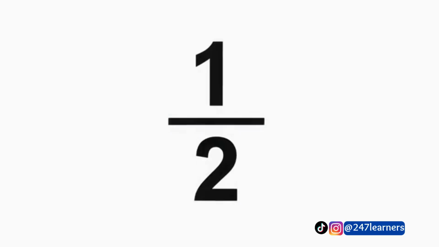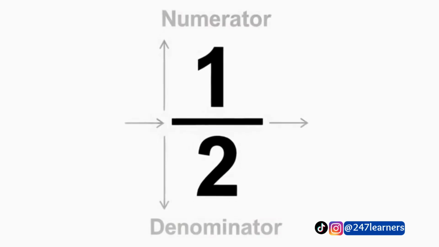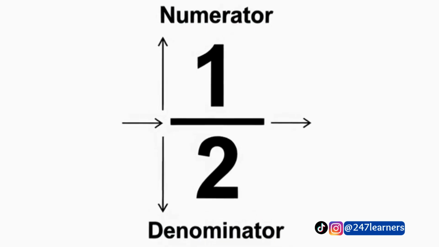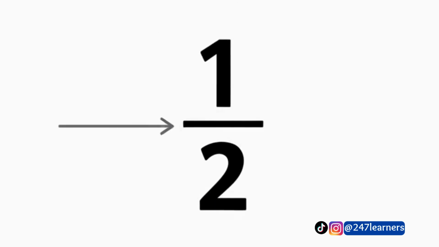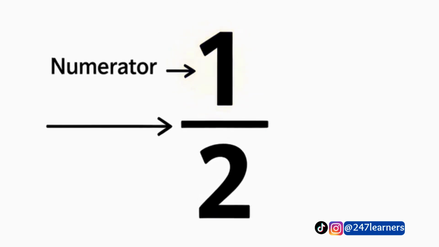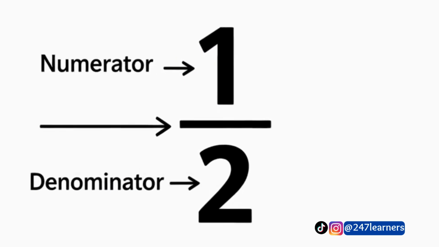Fractions have two parts. The top number is called the numerator. The bottom number is called the denominator. The numerator tells us how many parts we have. The denominator tells us how many equal parts the whole is divided into.